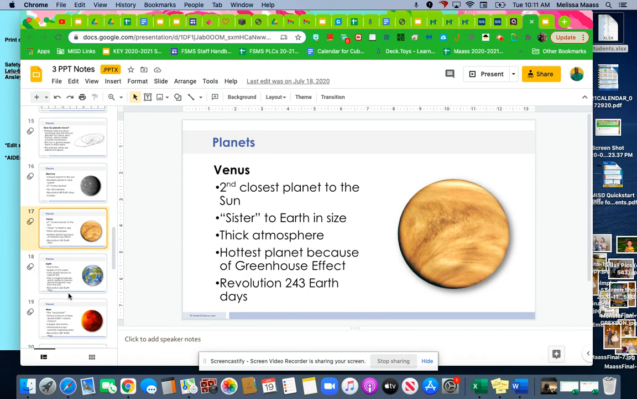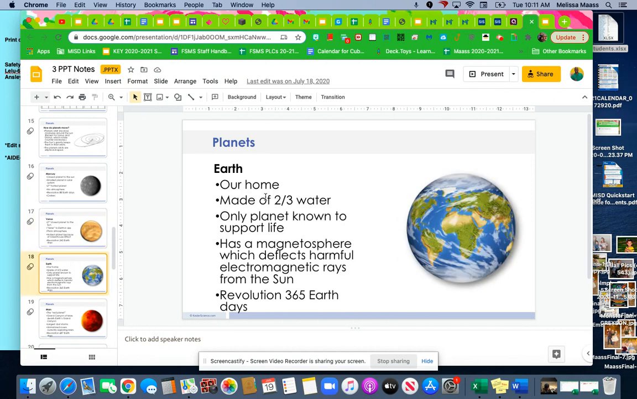We take 365 days to go around the sun. Venus is going to take 243 days to go around the sun. And if you could imagine hell, pretty much, this is going to be Venus. Venus is insane. And no human can go there because they would be crushed before they even reached the surface of the atmosphere. That's how thick its atmosphere is.